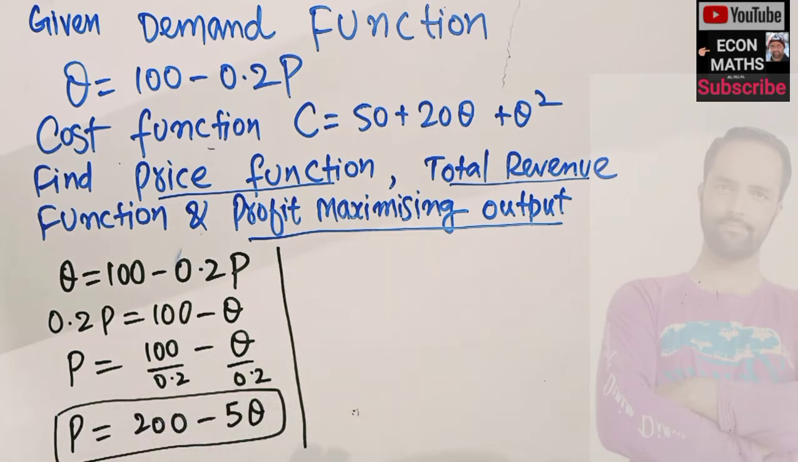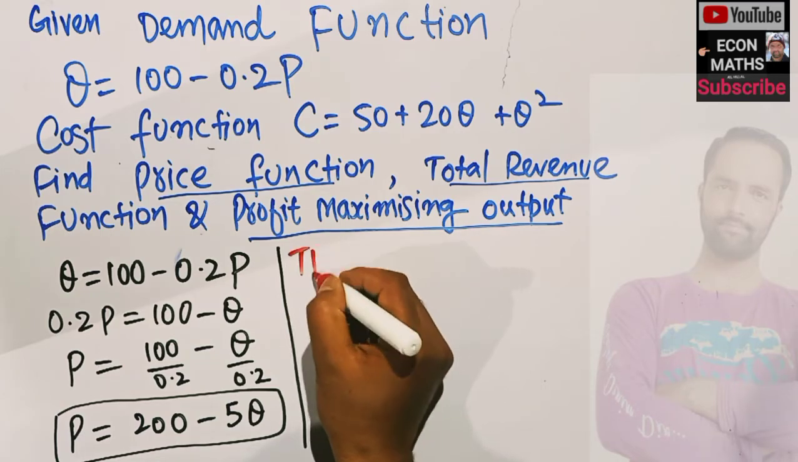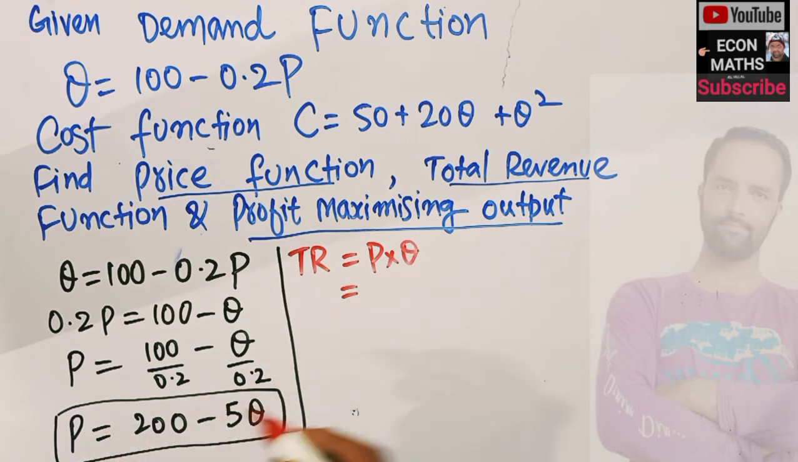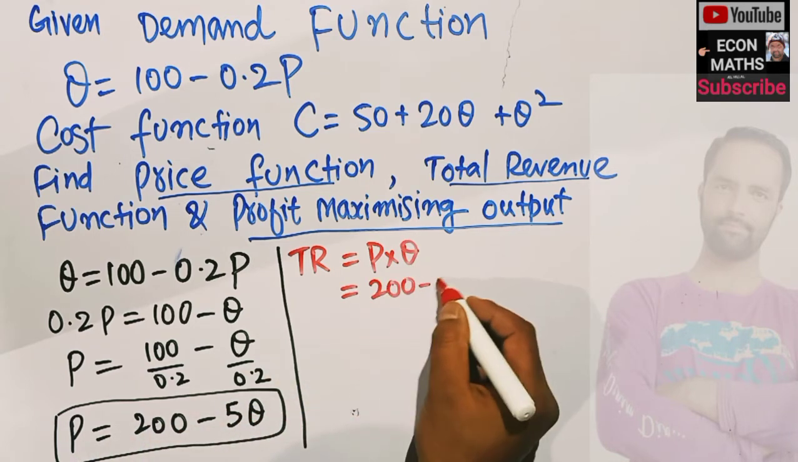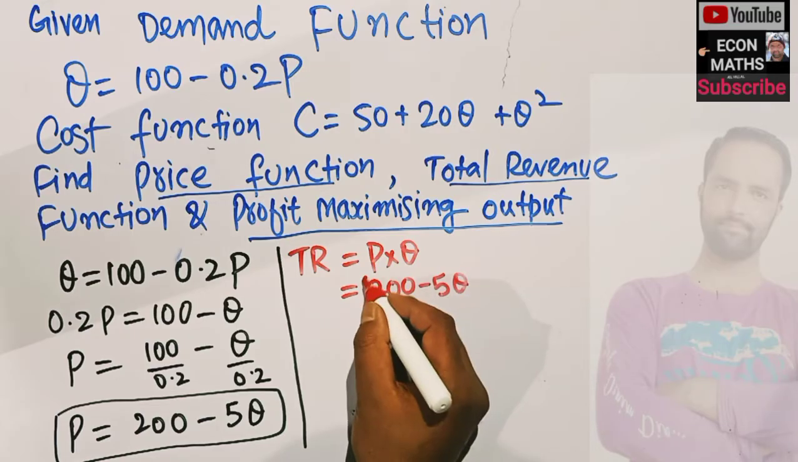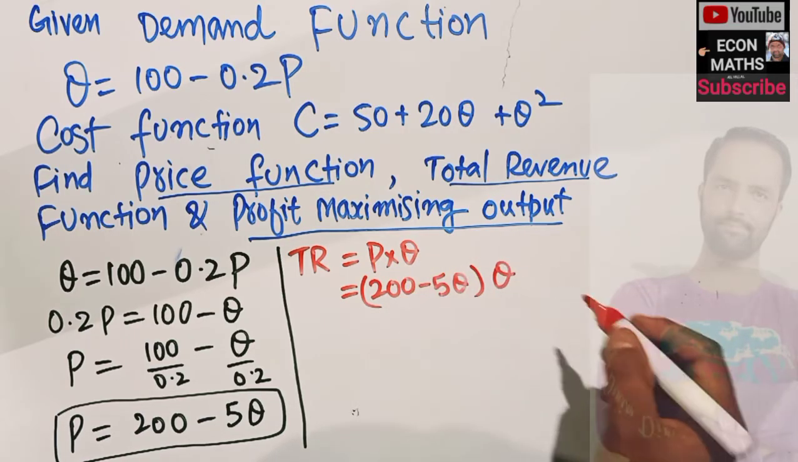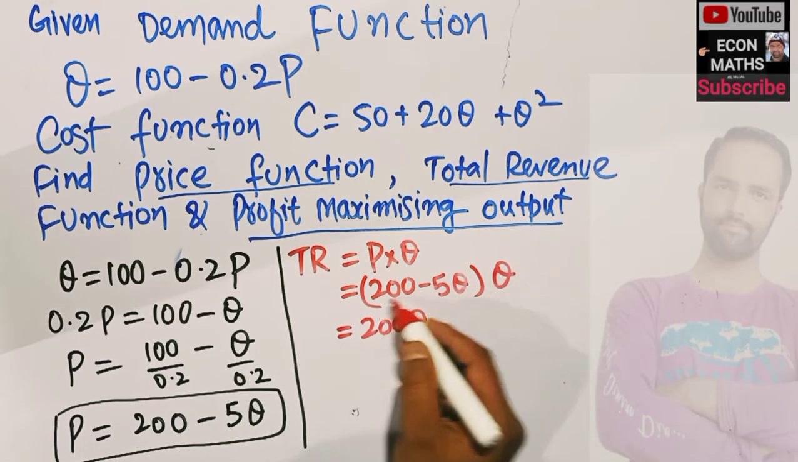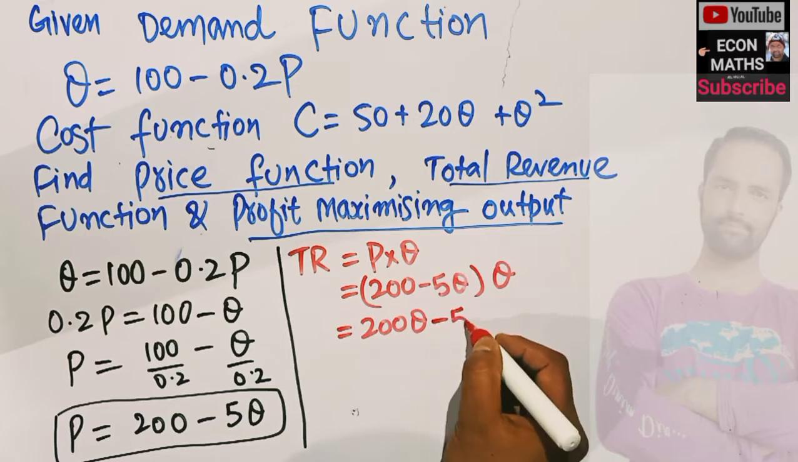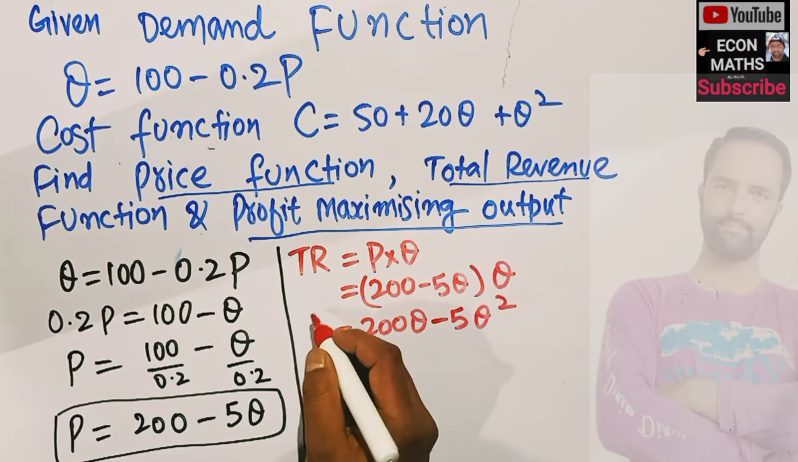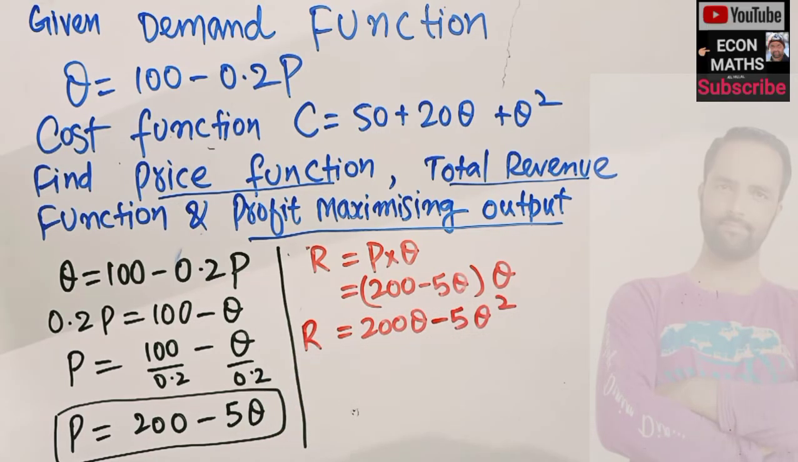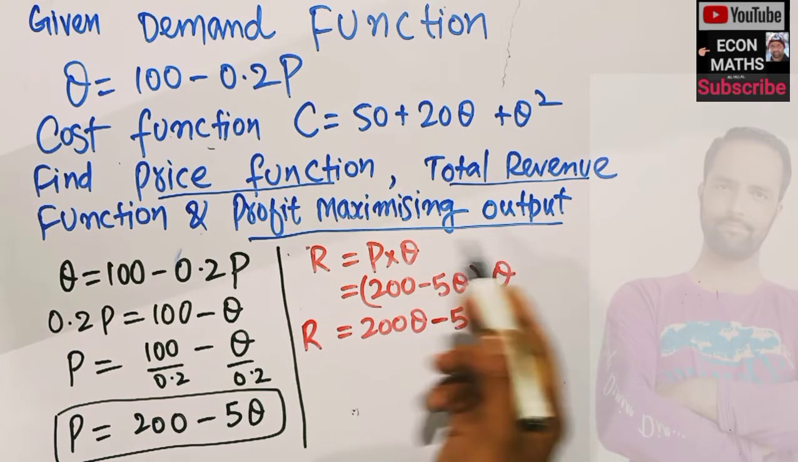Second, we need to find the total revenue function. We know total revenue is simply equal to price times output. The price function we found here is 200 minus 5Q. To this we multiply Q, which gives us 200Q, multiplying each of the terms in the parenthesis, minus 5Q square. This is our total revenue function. So we got the two things, and what we need to find now is the profit maximizing output.